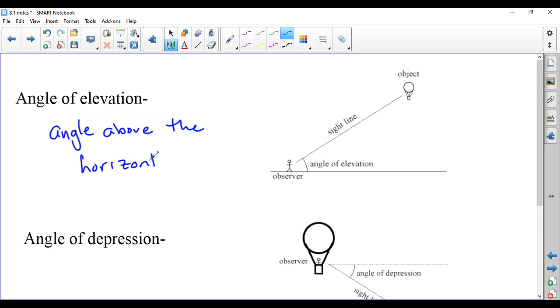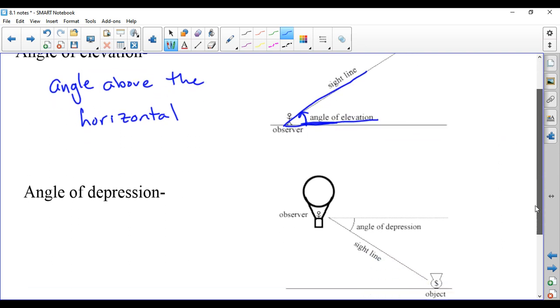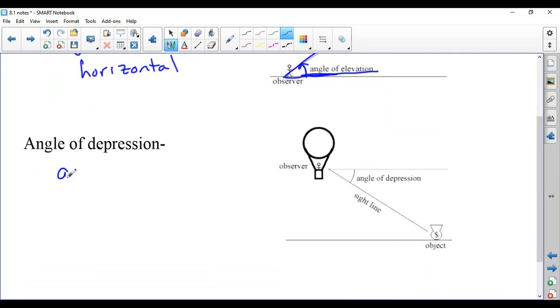This occurs in problems where you have an observer on the ground looking up at an object. So the angle of elevation is the angle from the horizontal, which is either at ground level or at their eye level. And you're looking at how do they tip their head up to have a direct line at the object. That's the angle above the horizontal. Angle of depression is the angle below the horizontal.